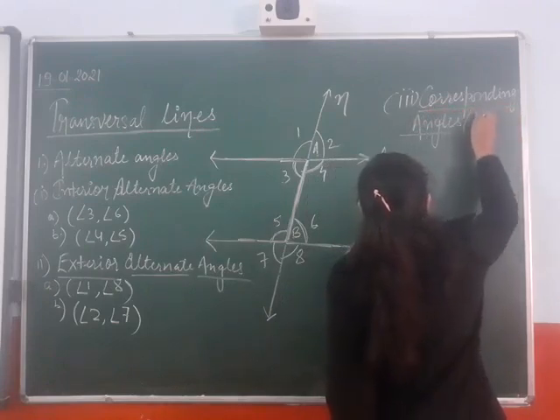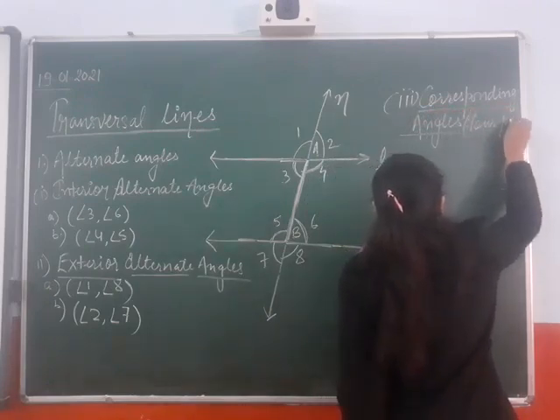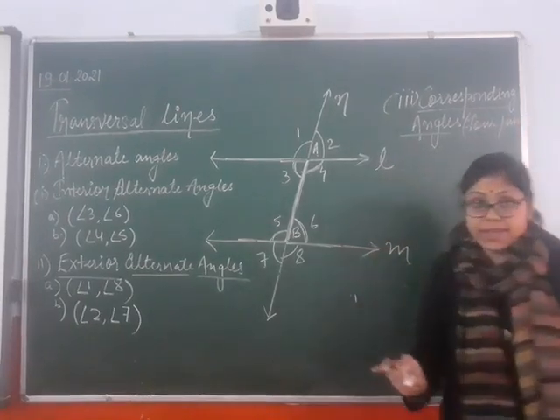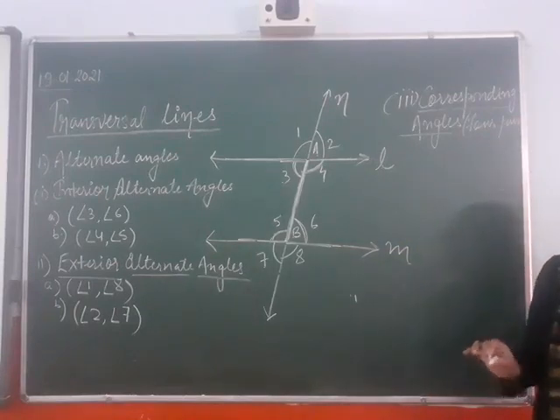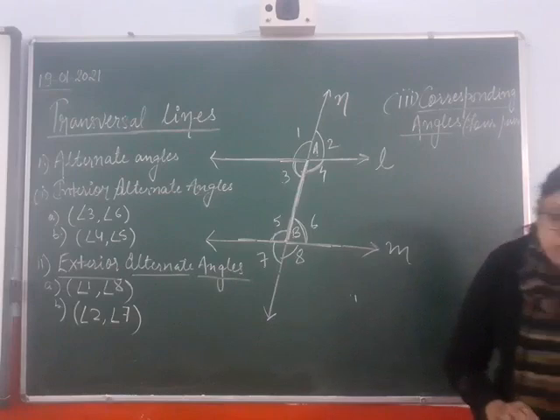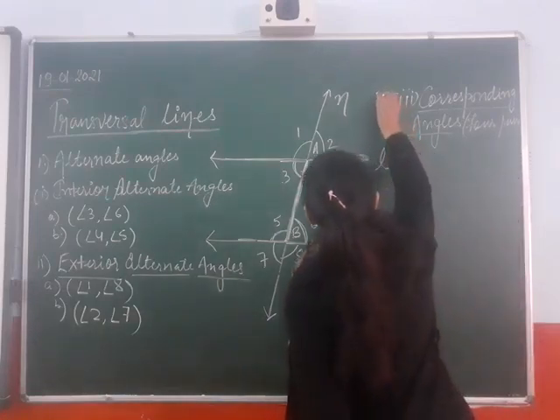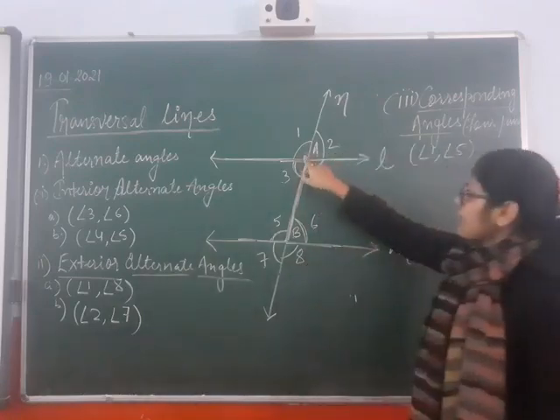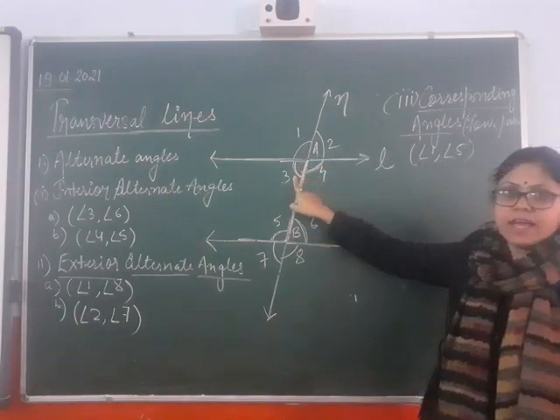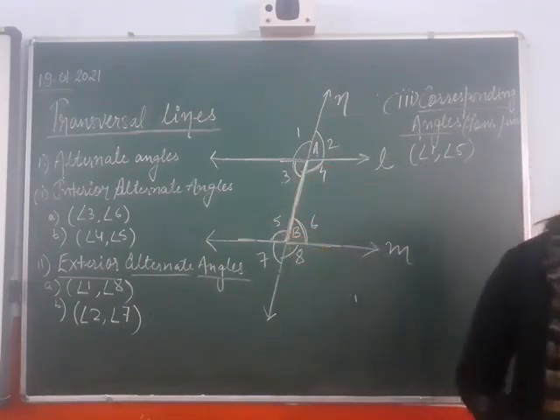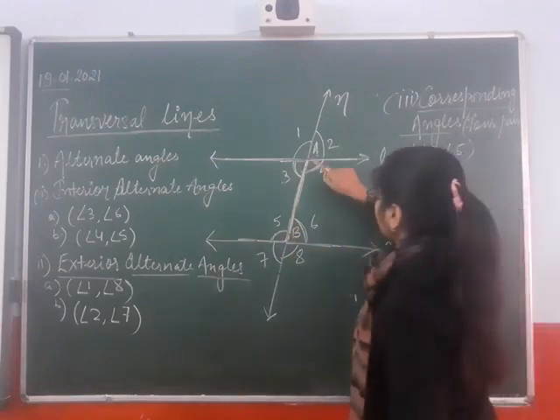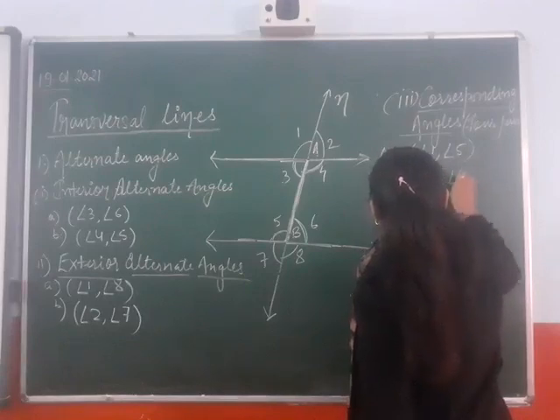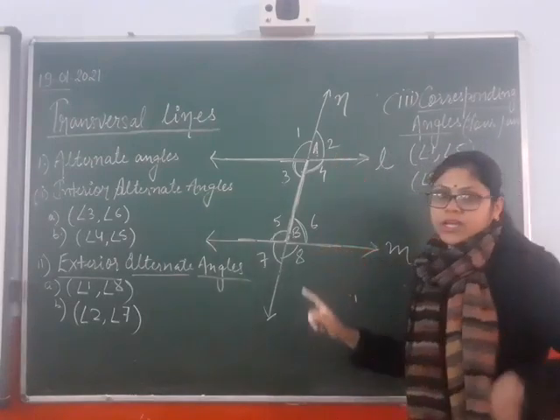So how many pairs will you get here? 4 pairs of corresponding angles. Which are the 4 pairs? Corresponding angle is, you will see, angle 1, angle 5. We leave one angle and this is angle 5. So this is corresponding. Similarly, come to the next one, angle 2 and angle 6. They are also forming a corresponding angle.